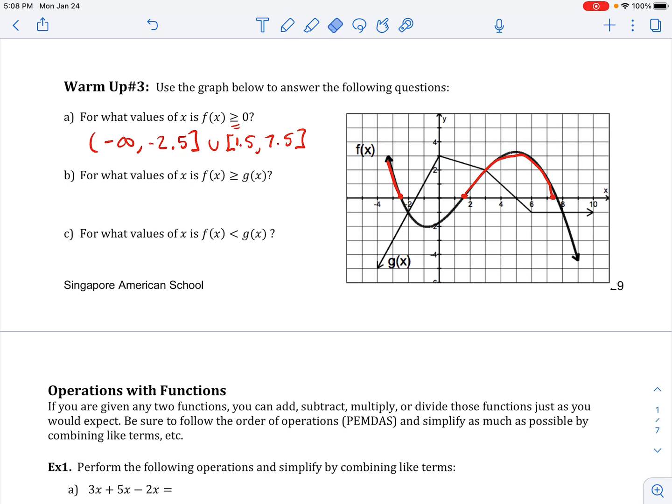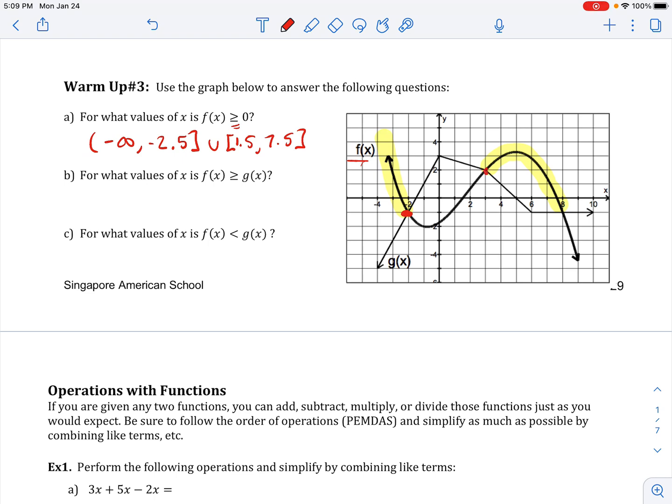For what values of x is f(x) greater than g(x)? Okay, this is a fun question, because now we're talking about two functions at once. Where is it that f(x) is on top of g(x)? Oh, maybe I should use a highlighter. I don't want to use a gray highlighter. Okay, so it's greater than g all the way down to there. It's greater than g from here down to here. This is the part where I'm looking to see where f(x) is above g(x).